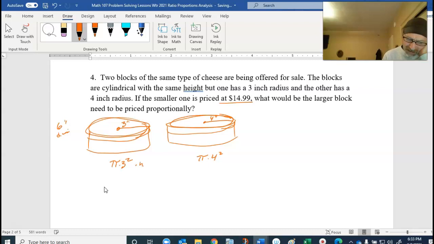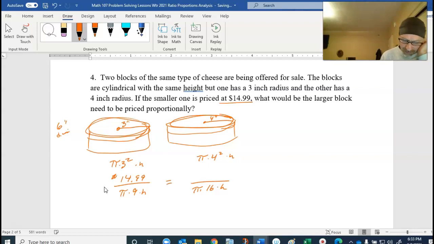Now, they both would have a height, which we don't know. That would be the volume. We don't know the height, but that means it's $14.99, not for 3 inches, but for pi r squared. I'm going to call that 9 times the height, that volume. And this would be pi times 16 times the height. And usually in math, we try to avoid multiplying by pi unless we're at the end of the problem, because it's a lot easier to keep it as pi all the way through.